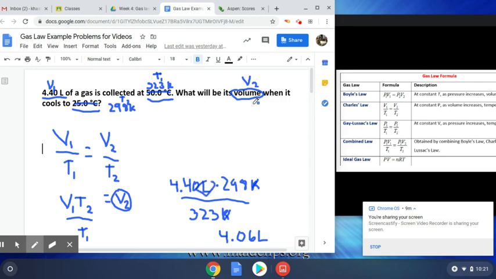But you also know that it has to be liters because you're looking for V2, and if you look back on your unit chart or your variable chart, it says that V2 has to be the same unit as V1, so that's how you would know it was liters.